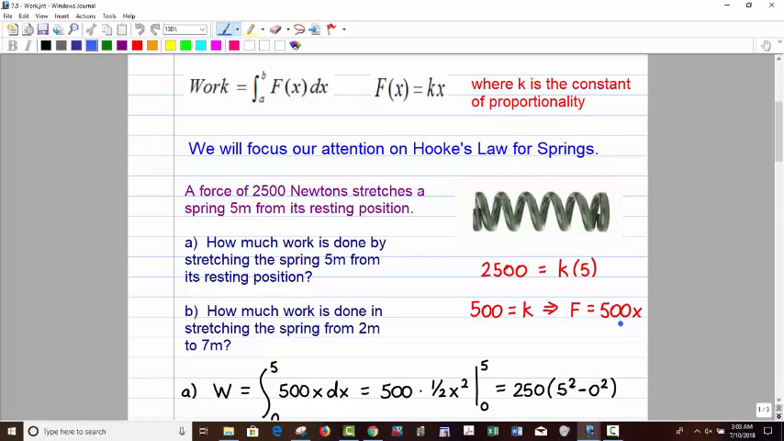So wherever we're going to integrate this, across whatever path distance-wise, we'll be integrating 500x. So this first part A says: how much work is done by stretching the spring 5 meters from its resting position?